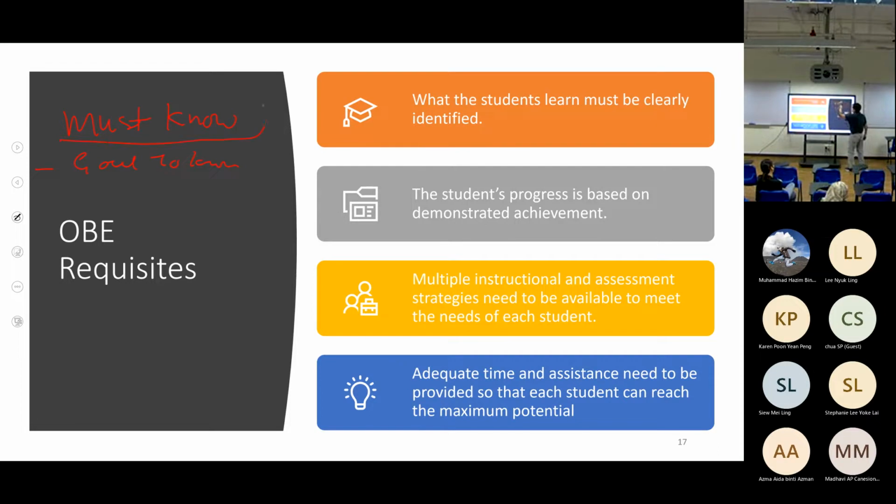Okay, so you must emphasize on the must knows. Multiple instruction and assessment strategies need to be available to meet the needs of each student. Different strategies we use to meet the needs of the student, and adequate time and assistance need to be provided so that each student can reach the maximum potential. Adequate time and support. We are not here, always remember, we are not here to make all the students A students. They need to be competent. Competent is a requirement for learning.